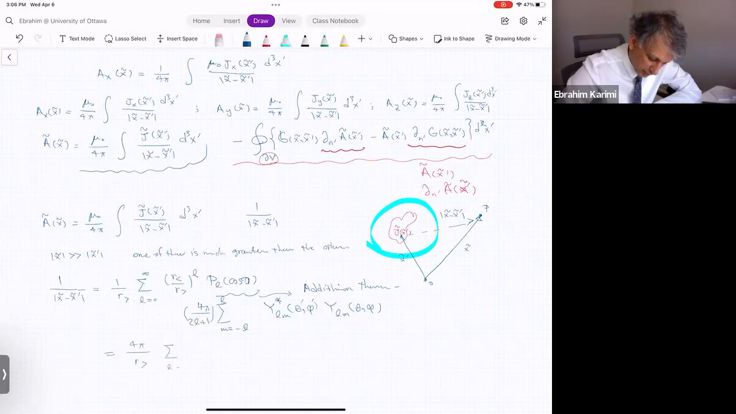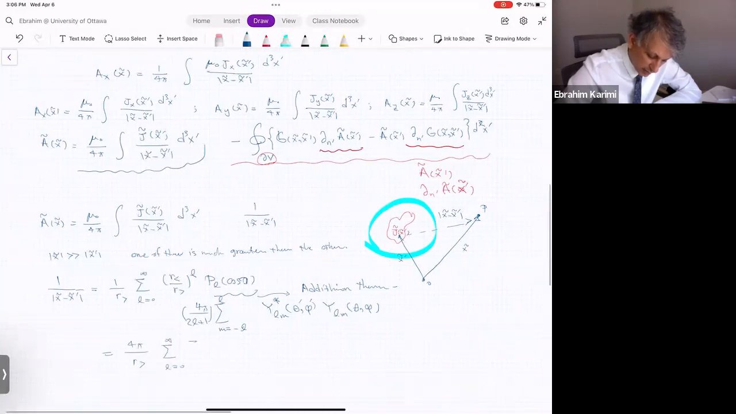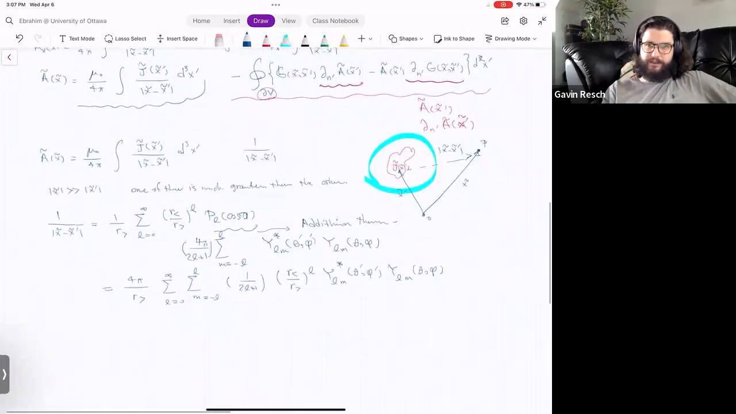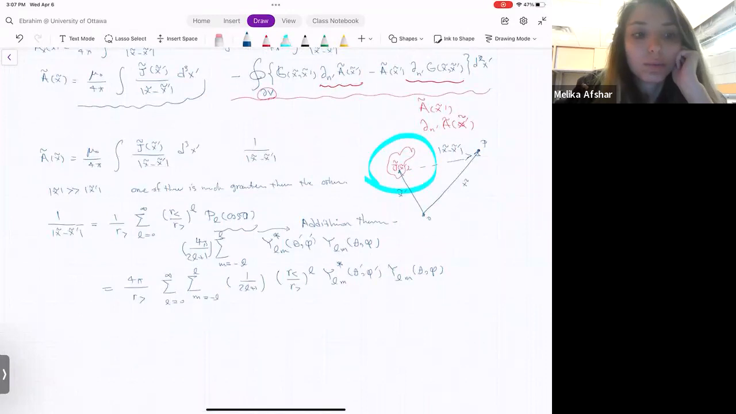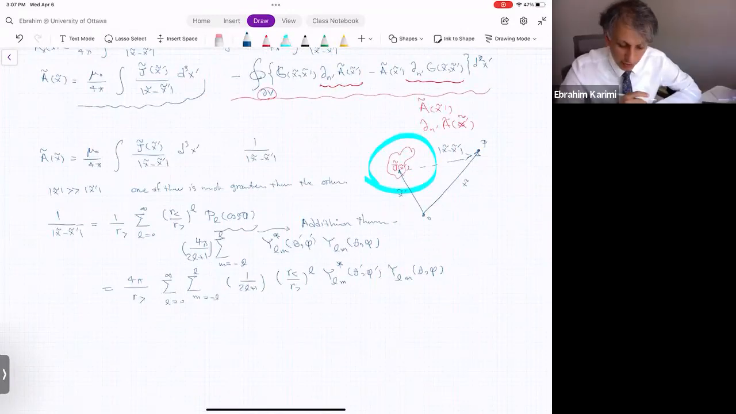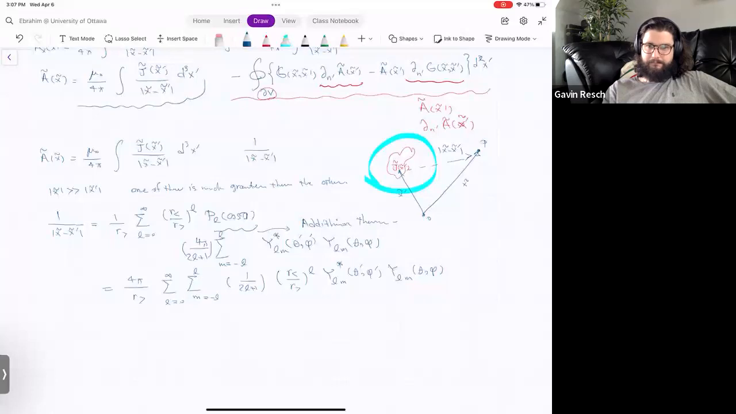So that will be 4 pi divided by r greater. Then we have two summations. Someone can check it, please. I'm sure that it exists inside your book. The sum over M from minus L to L, then we have 1 divided by 2L plus 1, then r smaller over r greater to the power of L, and then Y_LM of theta prime and phi prime star and Y_LM of theta and phi. It is 4 pi, I just found it in the textbook. Is that expression correct? Yeah. Okay, perfect. Thank you very much.